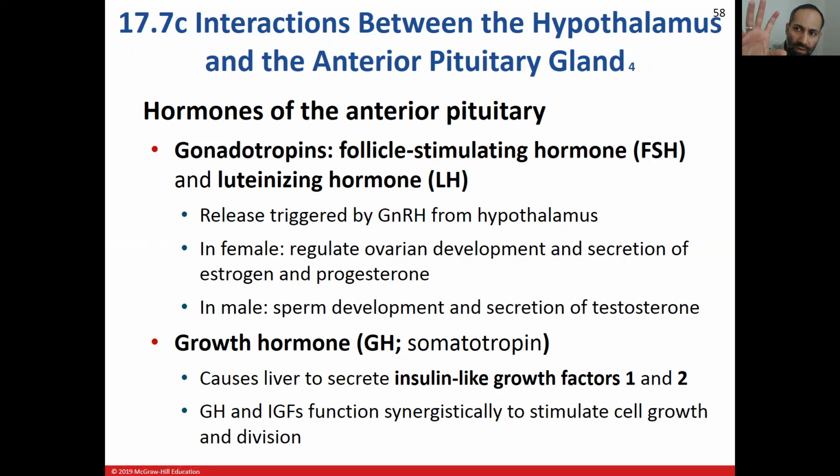Your follicle bursts on day 14 of a 28-day menstrual cycle and your egg is released. And that is ovulation. What does it do in males, right? Obviously, males don't have ovaries. So what is FSH doing in males? FSH in males will cause sperm synthesis, sperm to be made, or spermatogenesis, okay? Sperm development. The luteinizing hormone, or LH, on the other hand, in males will cause testosterone secretion from the testicles, the male hormone testosterone, okay?